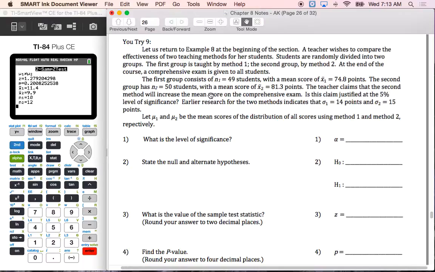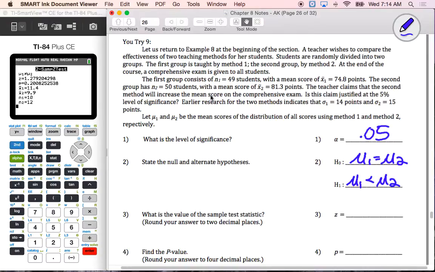So you are going to go through and do all these parts and we'll come back together. Pause the video, go through this one, and then I'll come back with you. So for this then, we should have a level of significance 0.05. Our null, remember, is always the same. But now they are saying that the teacher claims the second method will increase the mean score. If the second method is going to be greater, we need to have mu1 is less than mu2.